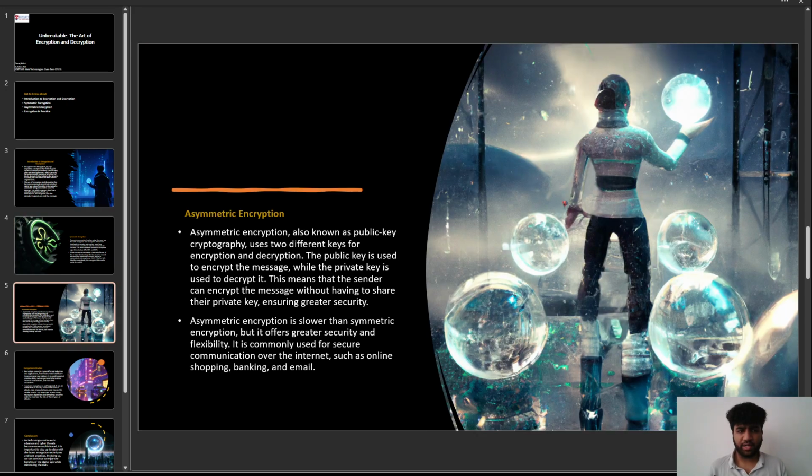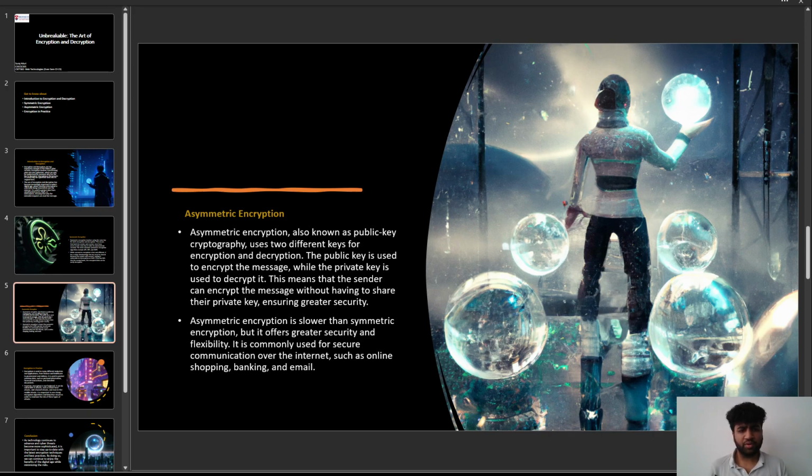Now let's talk about the other type of encryption, asymmetric encryption. Asymmetric encryption, also known as public key cryptography, uses two different keys for encryption and decryption. The public key is used to encrypt the message while the private key is used to decrypt it. This means that the sender can encrypt the message without having to share their private key, ensuring greater security.